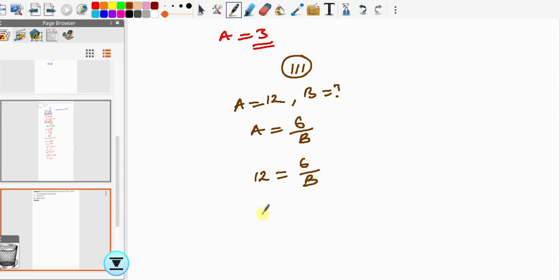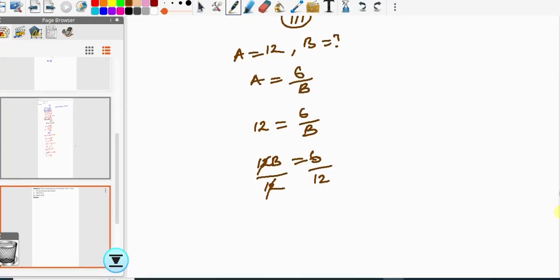Now when you cross multiply, it will be 12B will equal 6. Let's divide both sides by 12. We have 12 here, we have 12 here, we cancel 12 here, right? So from here now we have 6 can go here 1, 6 can go here 2, which is 1 over 2. So our B equal to 1 over 2 when A equal to 12 is the answer. Let's see the last one now.